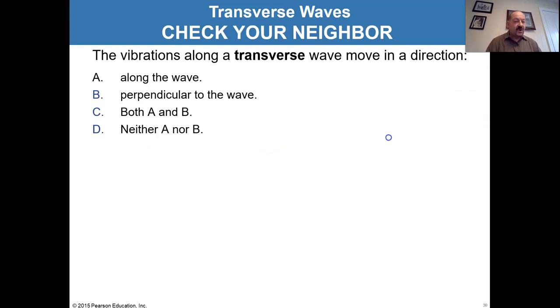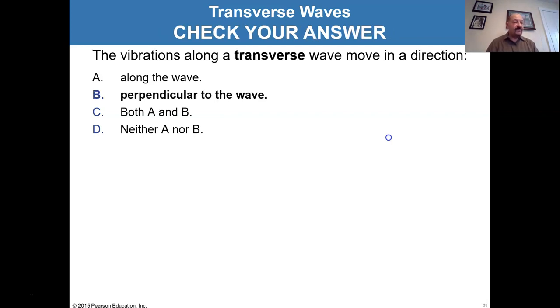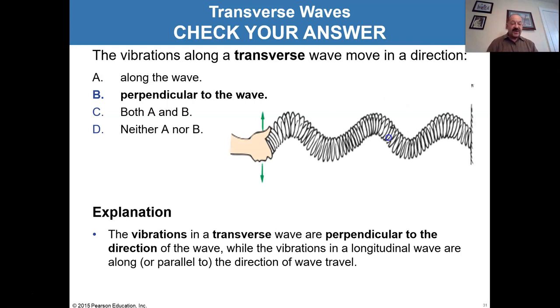The vibrations along a transverse wave, so this is the movement that it vibrates as it's traveling, move along the wave, perpendicular to the wave, both or neither. Well, transverse waves are always perpendicular. So if the wave motion is moving this way, its vibration is up and down or side to side. Anything that's perpendicular to that line. It could be at an angle too, as long as it's perpendicular to the traveling motion. So here's a transverse wave. The motion up and down is perpendicular to the motion of the wave traveling itself across the wave.